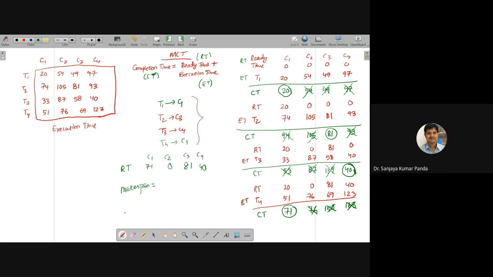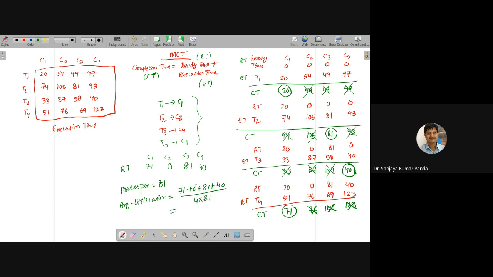What is the makespan? 81. That is the maximum of all. It is very easy. But calculating average utilization, you have to do calculation, right? The average utilization is nothing but (71 + 0 + 81 + 40) divided by (4 × 81).